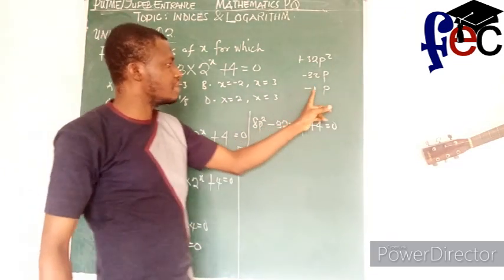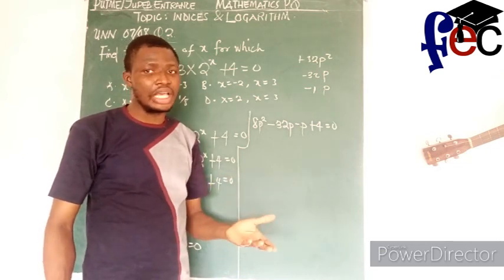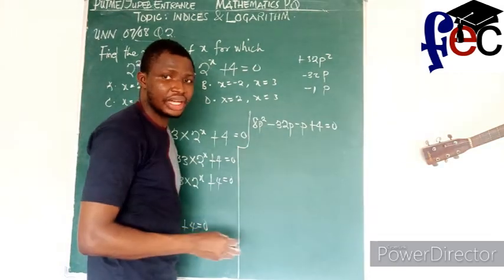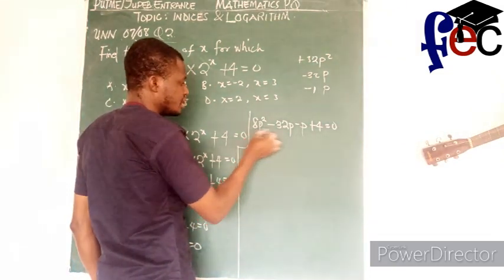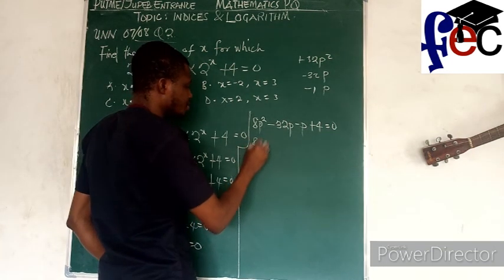That's why instead of saying minus 1p, it's the same thing as minus p, because the coefficient of p there is still minus 1. So now we can factorize by grouping. Between this and this, what is common? You realize that 8p is common.